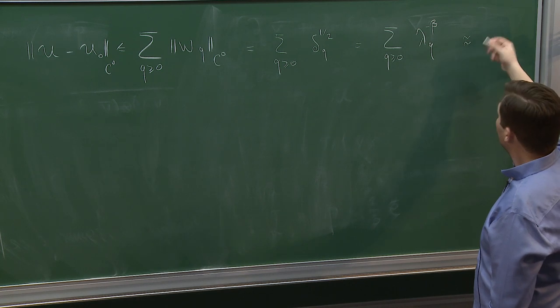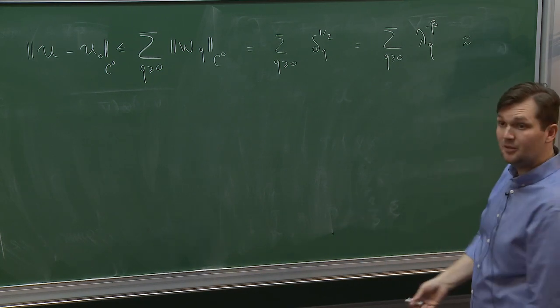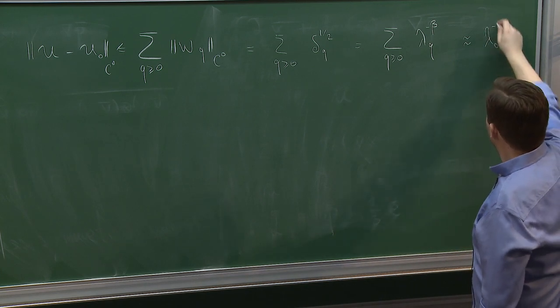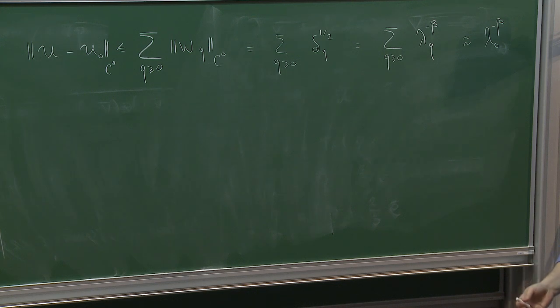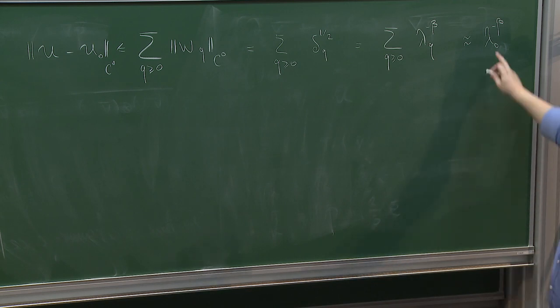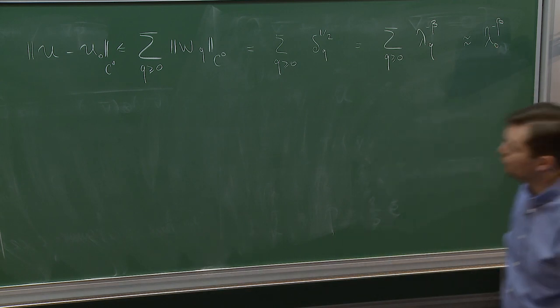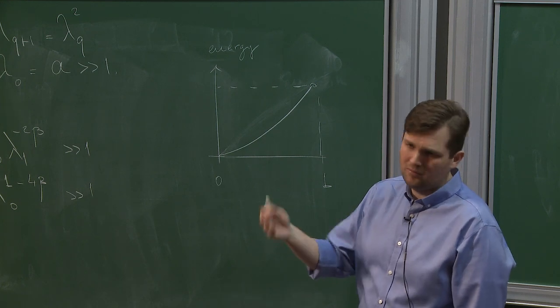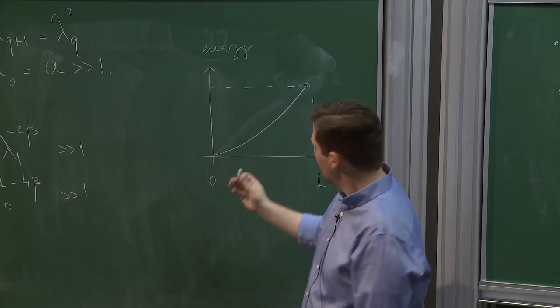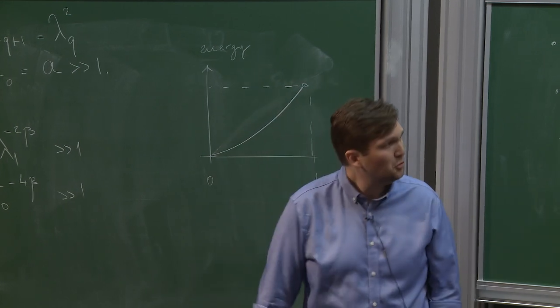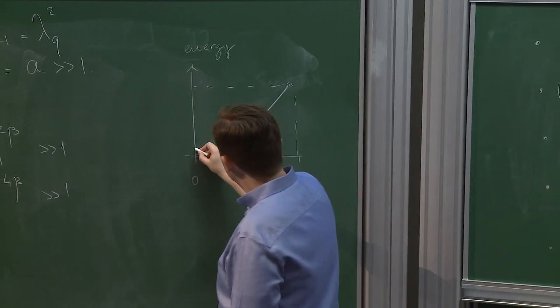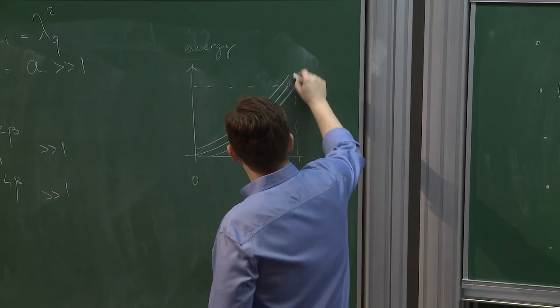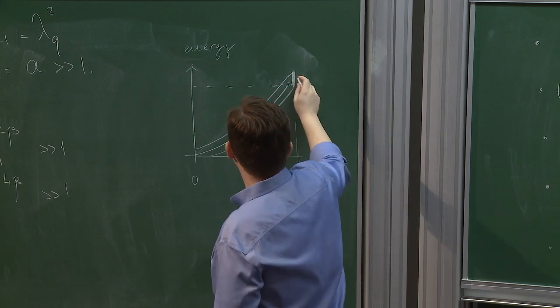And this is of size lambda 0 to the minus beta, roughly speaking. Lambda 0, remember, is a huge number. It's A, and A we've chosen large. So whatever the limiting profile is in the C0 topology, it's going to be very, very close to u0. So if u0 has this kinetic energy, then my limiting solution will have kinetic energy in a tiny tube around this kinetic energy, a tube of size, roughly speaking, lambda 0 to the minus beta. So there's a tube here, and the kinetic energy I will get at time 1 will be somewhere there.